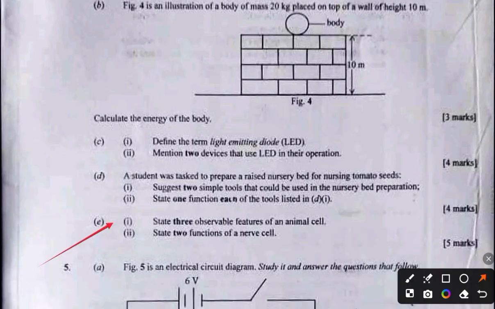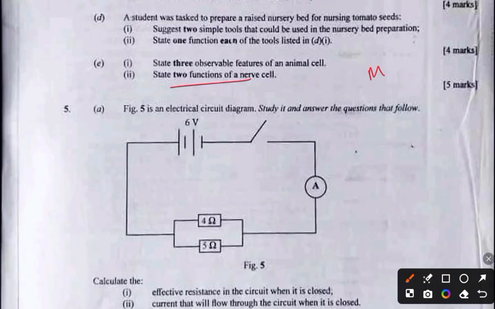Question 4e. We are asked to state 3 observable features of the animal cell. This question is very basic. It's just asking you to state some organelles you find in an animal cell. Definitely, you can only observe a cell when you look under a microscope. So 3 of them, you will definitely see your nucleus, your mitochondrion, and then the cell membrane. And you have to state 2 functions of the nerve cell. The nerve cell helps in the transmission of electric signals and also the processing of information.